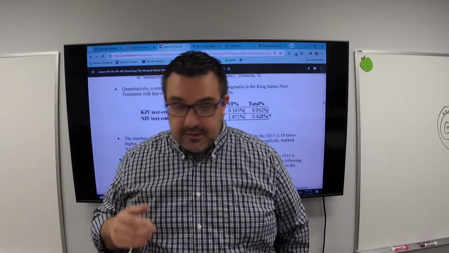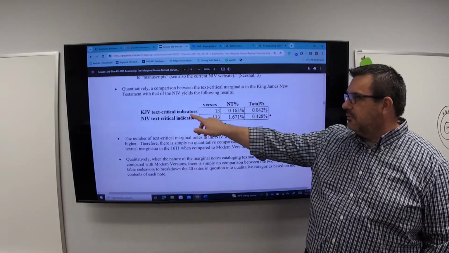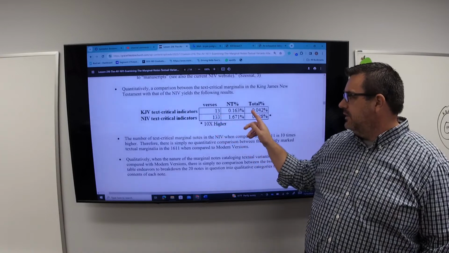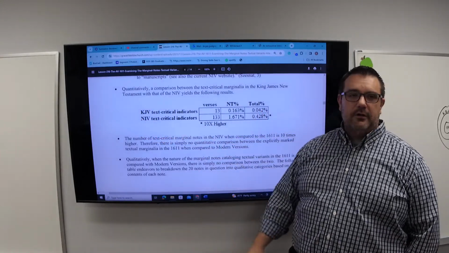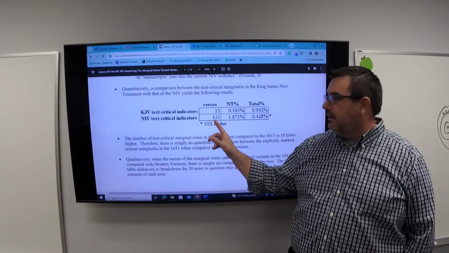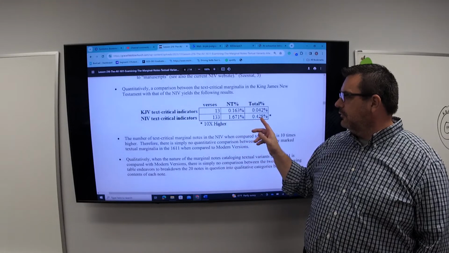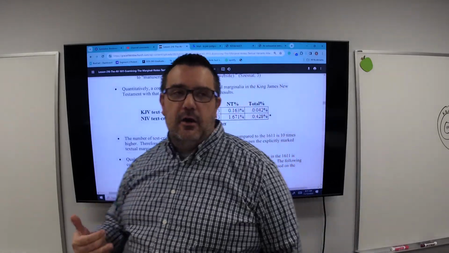Quantitatively, that means in number. Quantitatively, a comparison between the text critical marginalia in the King James New Testament with that of the NIV yields the following results. Okay, now look at it. In the King James New Testament, the text critical indicators is only on how many verses? 13. Okay? 0.04% of the New Testament text. The NIV text critical indicators are 133, 1.671% of the text, a rate that is 10 times higher than the King James text.